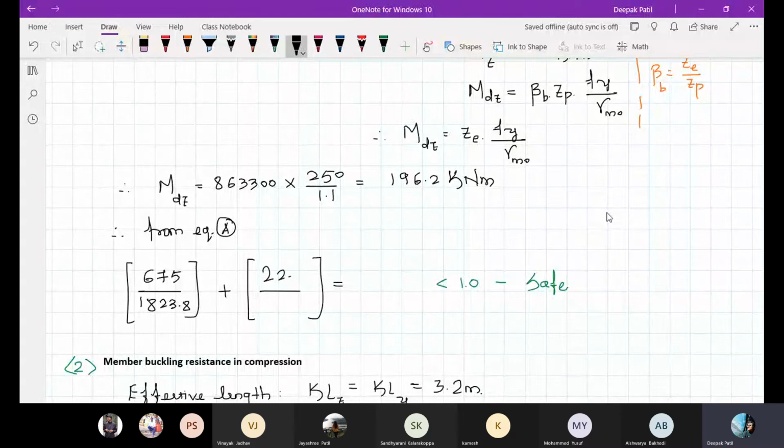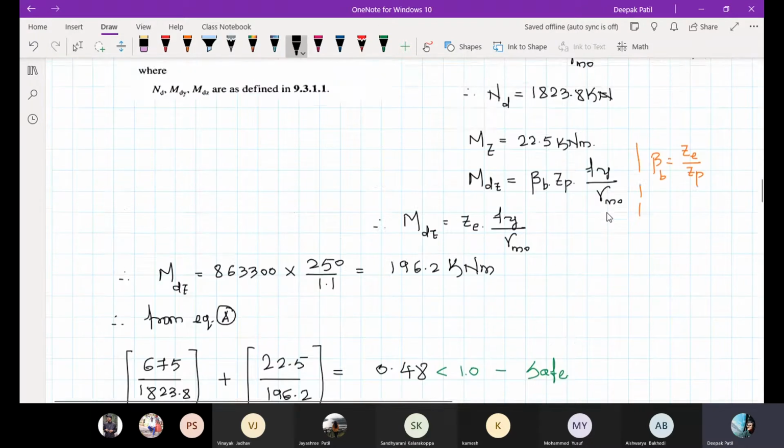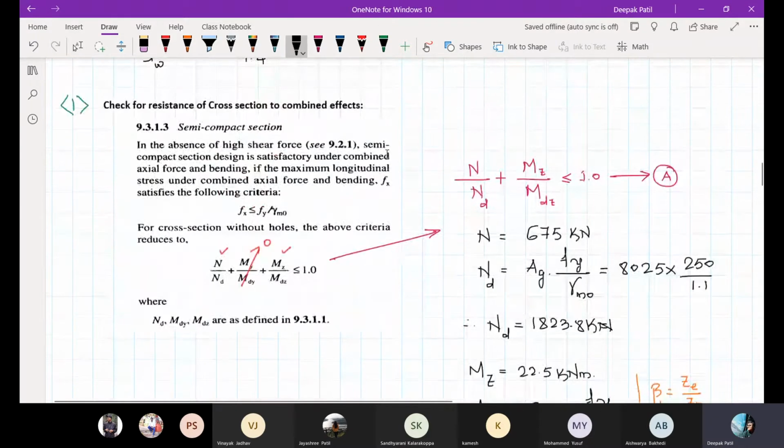MZ is 22.5. We know that. And MDZ is 196.2. Okay, so 675 divided by 1823.8 plus 22.5 divided by 196.2. So this comes out to be 0.48. Since it is less than 1, hence it is safe for this check, that is check for cross section to combined effects. Are you clear, students?